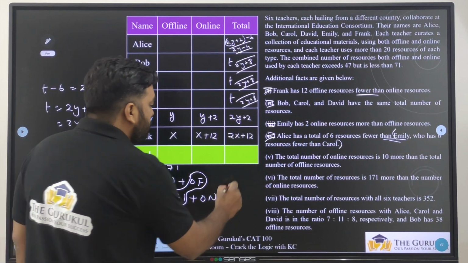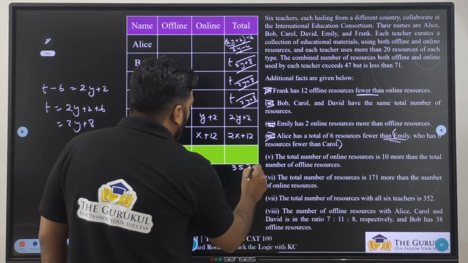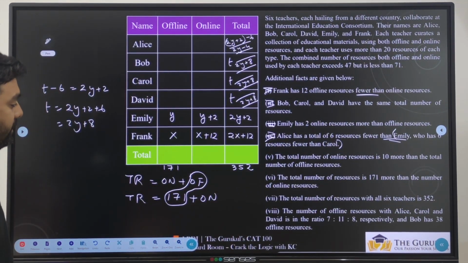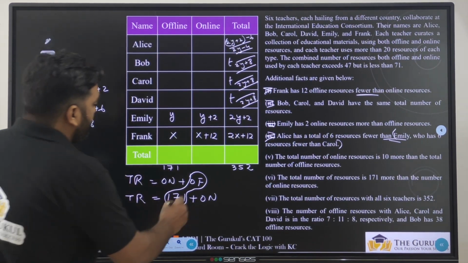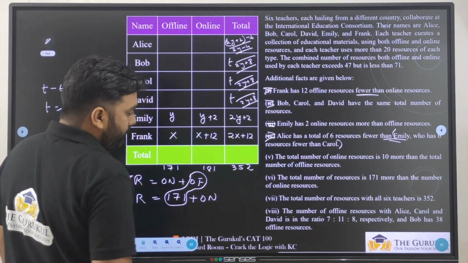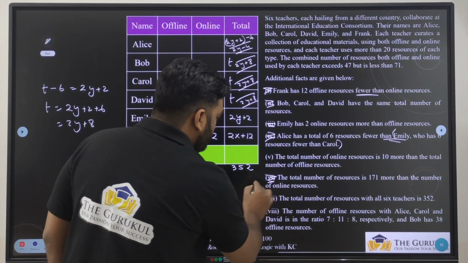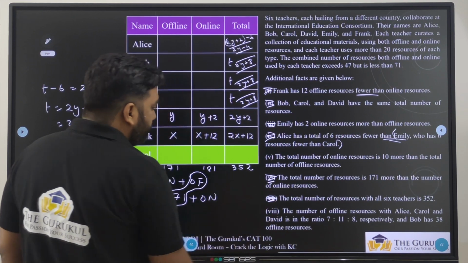Total number of resources is 352. If this is 352 and this is 171, quickly calculate how many online are there. Very good. This will be 181. Okay, this statement also we used. This statement is also done.